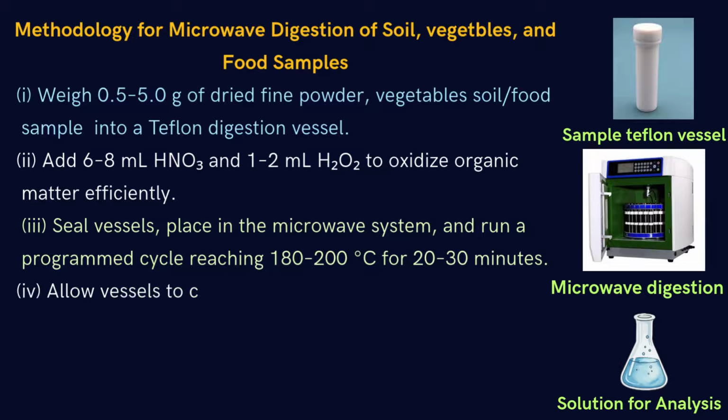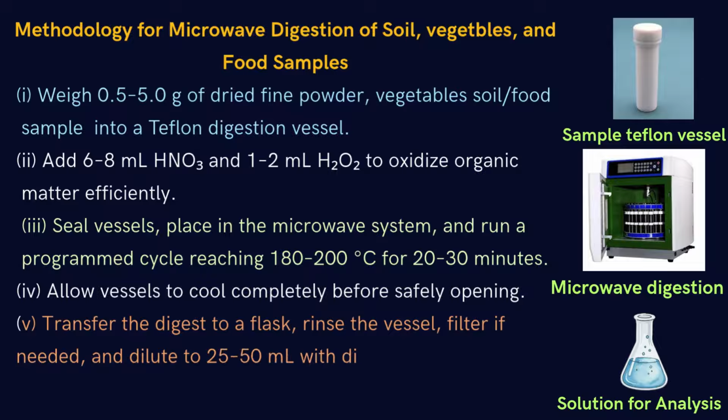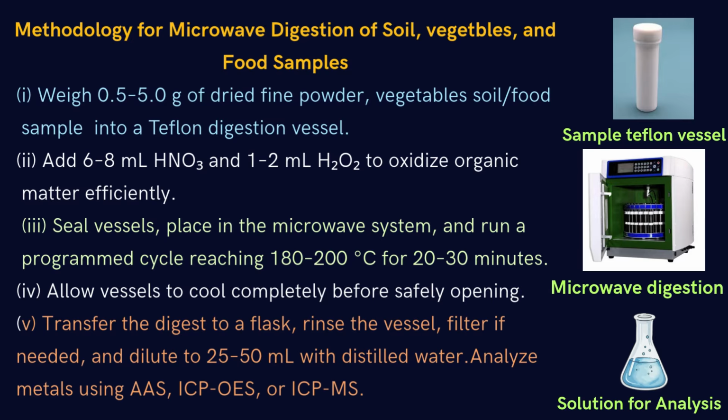Fourth one is, allow vessels to cool completely before safely opening. Fifth one is, transfer the digest to a flask, rinse the vessel, filter if needed, and dilute to 25 to 50 milliliter with distilled water. Analyze metals using AAS, ICPOES, or ICPMS.